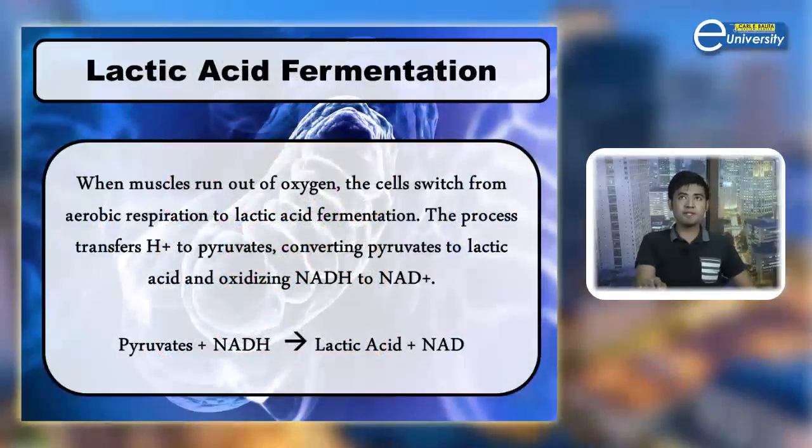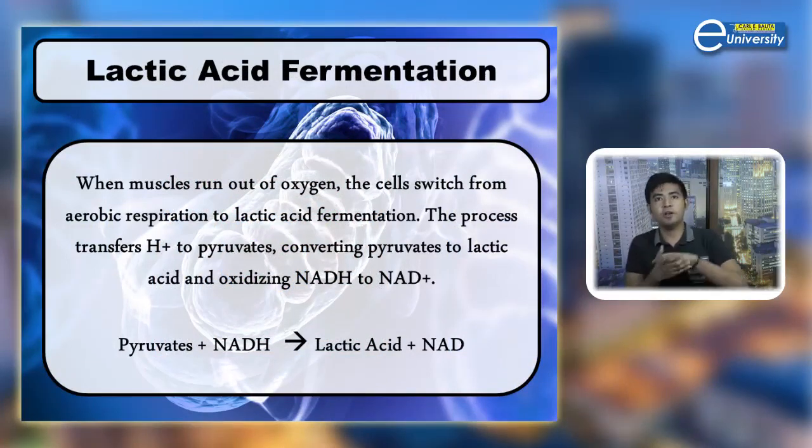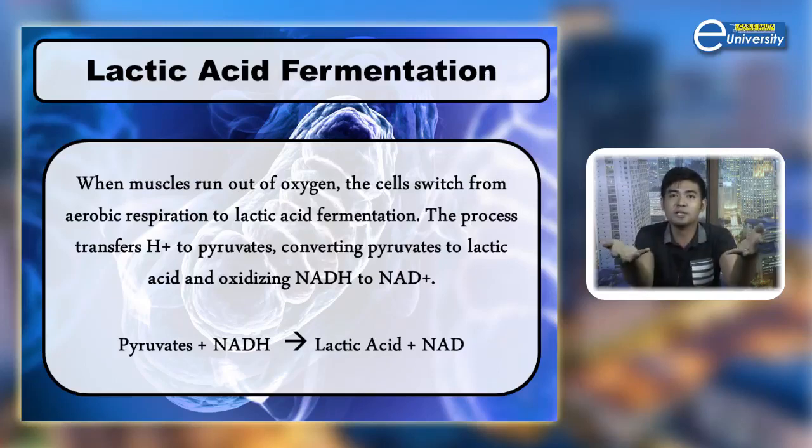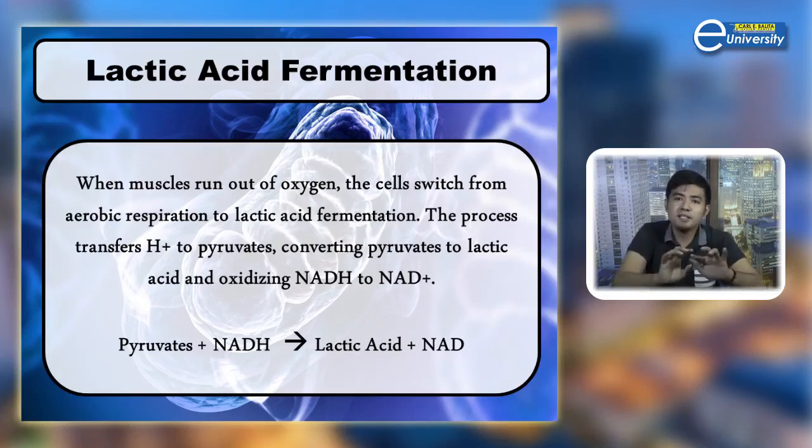So the difference of the two is that in the alcohol fermentation, the product, of course, is the ethanol or alcohol. While in the lactic acid fermentation, the product is an acid, which is lactic acid, without the formation of carbon dioxide. An example situation is when the muscles run out of oxygen, again, it is anaerobic, the cells switch from aerobic respiration to lactic acid fermentation. The process transfers hydrogen to pyruvates, converting the pyruvates into lactic acid, oxidizing the NADH into NAD.